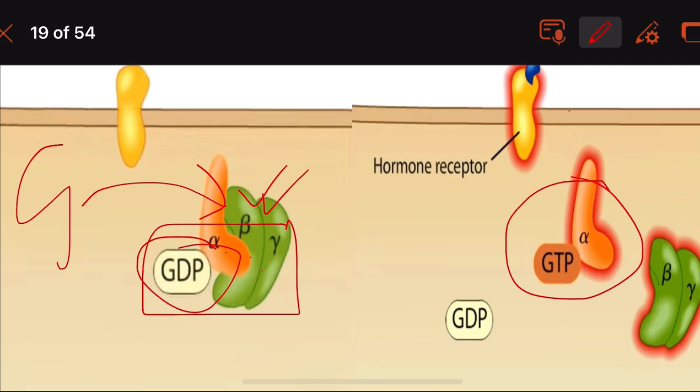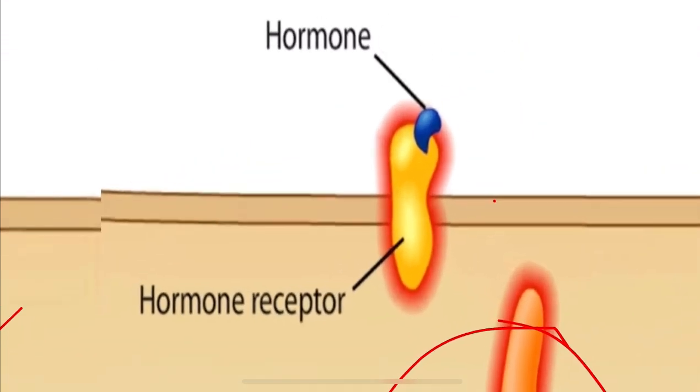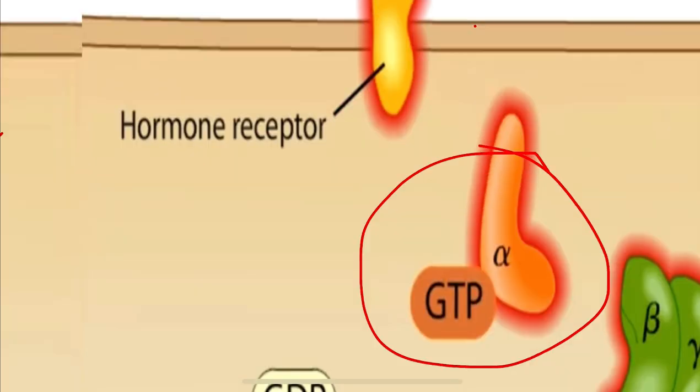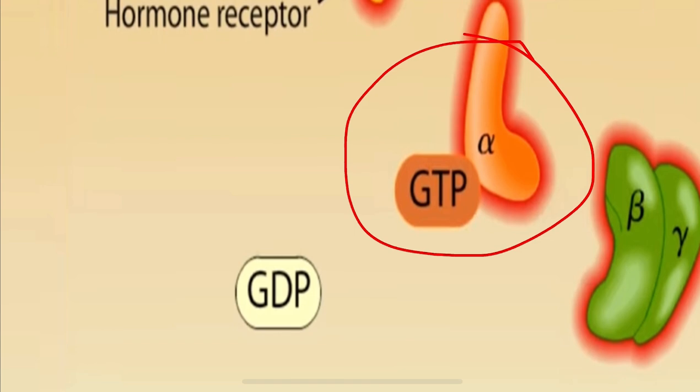When there is some requirement, the hormone gets activated. Then it leads to the activation of an appropriate receptor. When a hormone activates its receptor, the receptor will further activate the G protein, and it allows it to release the GDP and take up the GTP.